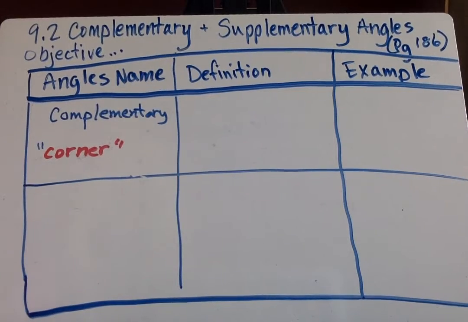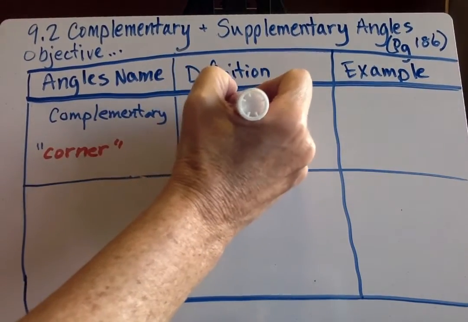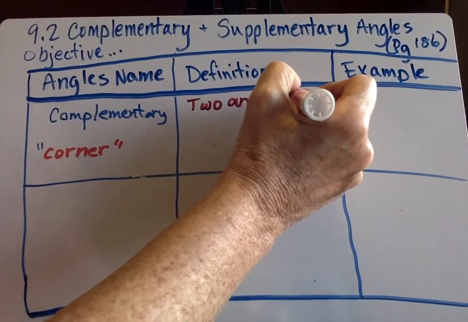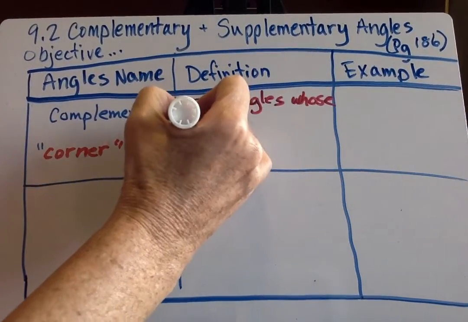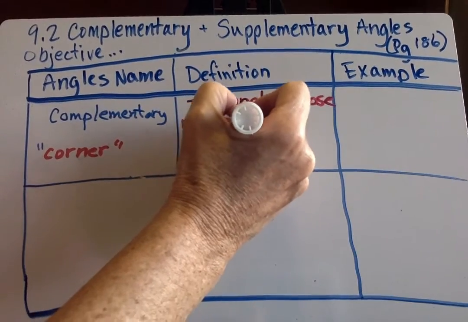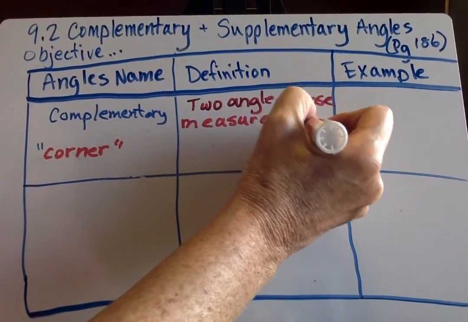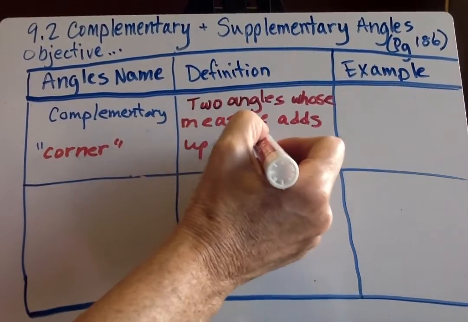Okay, two angles whose measures add up to 90 degrees. So that's the definition. Two angles whose measures add up to 90 degrees.